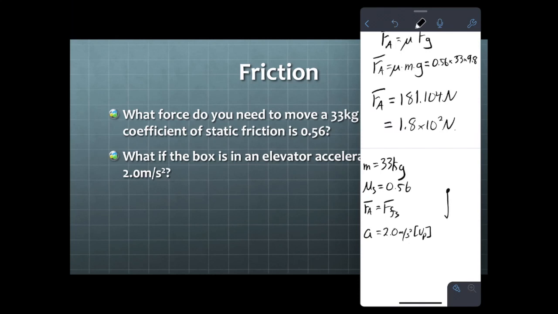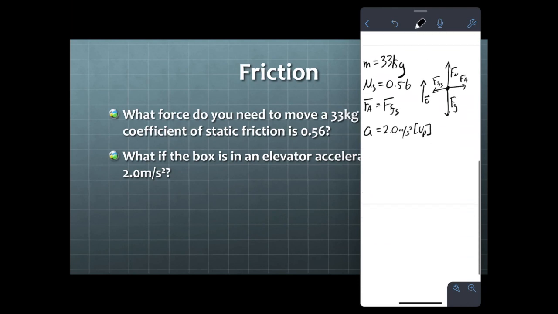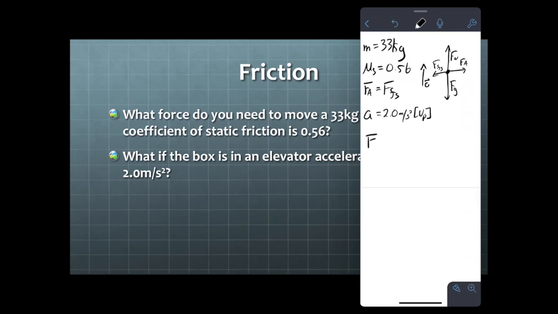In our free body diagram, we still have our force of gravity, our normal force, our applied force, and our force of friction. The difference now is we have an acceleration upwards of 2.0 meters per second squared. Therefore, the net force is no longer 0, and we cannot jump to the equalities we've had before. The difference in this question now comes from our apparent weight. The normal force is no longer equal to the force of gravity because F net is no longer 0.